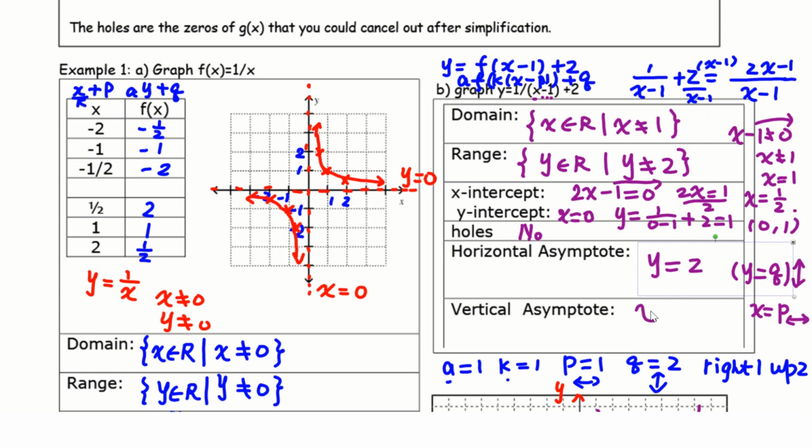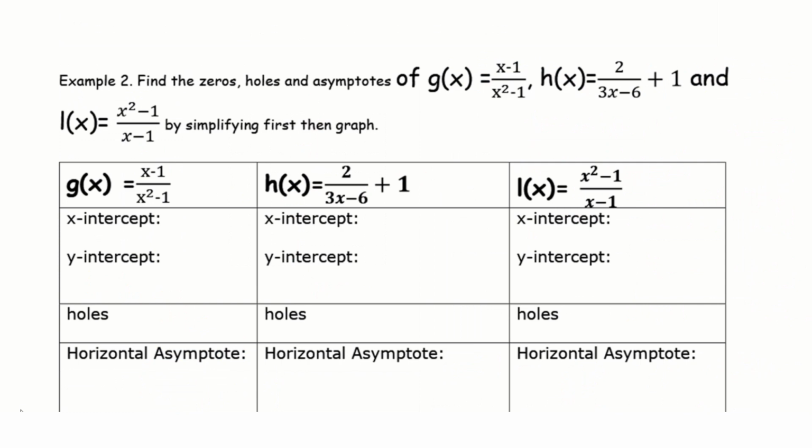So here is x equals 1. This is the first graph from the parent function 1 over x. So a, k, p, q move it around. So that is for the first graph. Then we are going to see the next one.